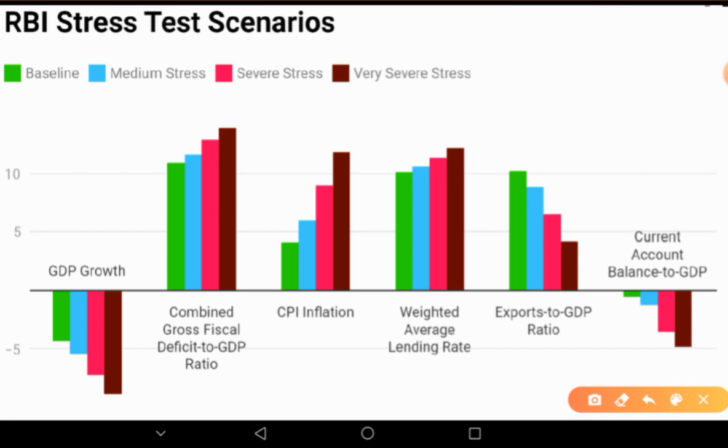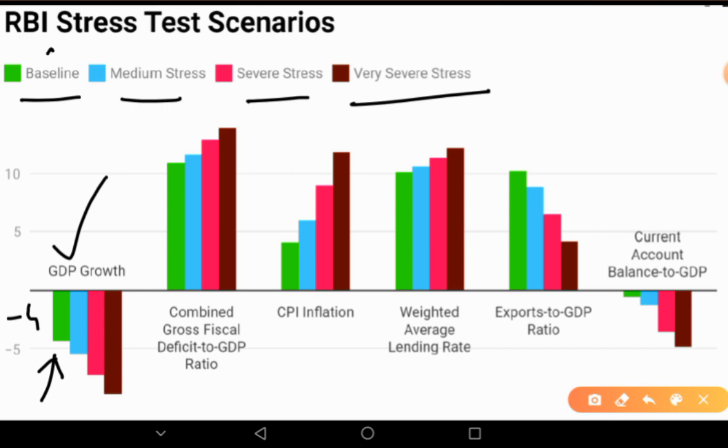That's called microeconomy, okay. So what's there in RBI test scenarios? All 4 scenarios have been compared here. So here you can see GDP growth is -4% in green mark, okay. So baseline, medium stress, severe stress and very severe stress. In baseline, you can see -4%, here you can see -6%, here you can see around -7-8% and here you can see -10%. So in double digit, GDP growth going in negative, all these data are in negative.